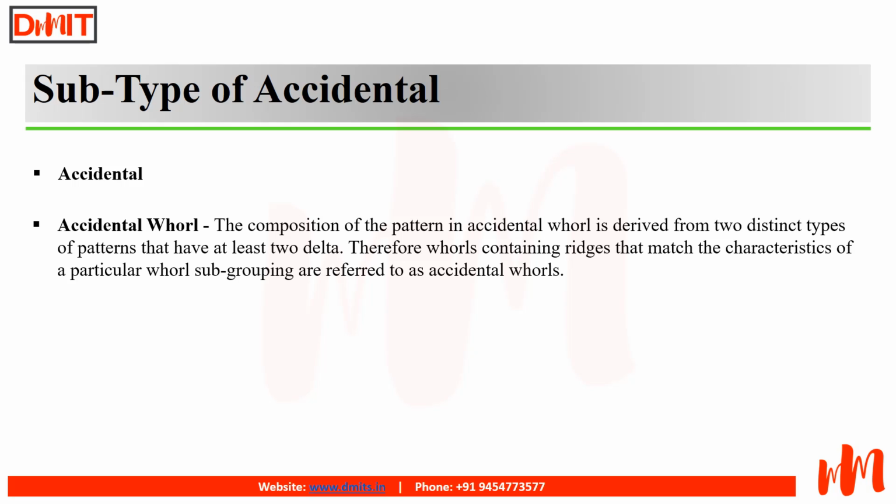Then secondly we have accidental whorl. In this, the composition of the pattern in accidental whorl is derived from two distinct types of pattern that have at least two deltas. Therefore, whorls containing ridges that match the characteristics of a particular whorl subgrouping are referred to as accidental whorls. So this was about accidental.